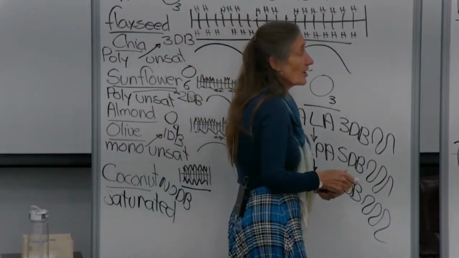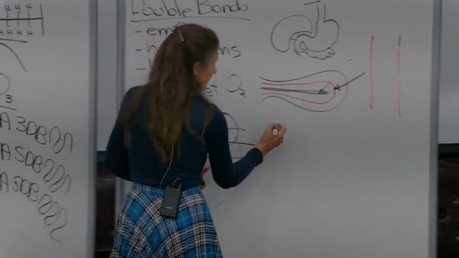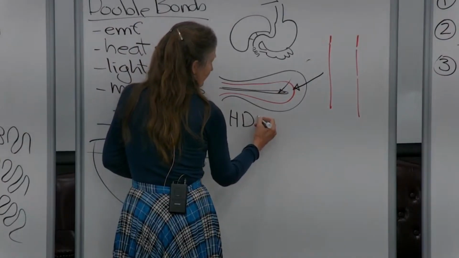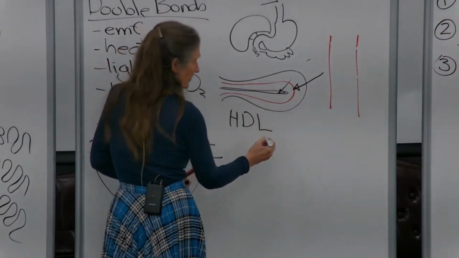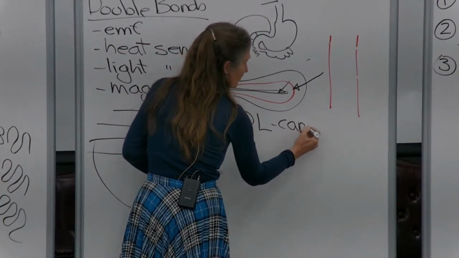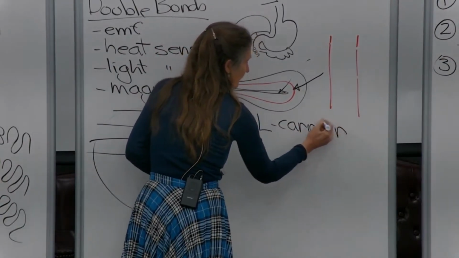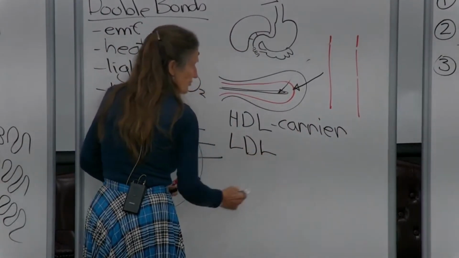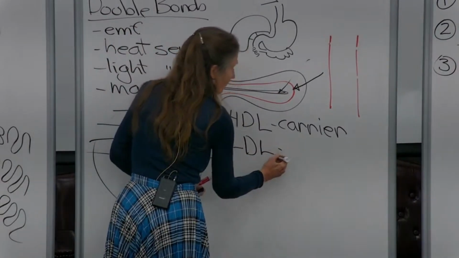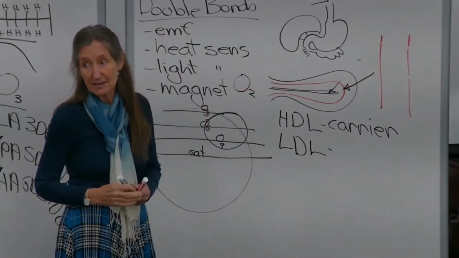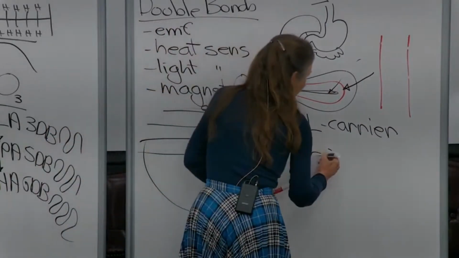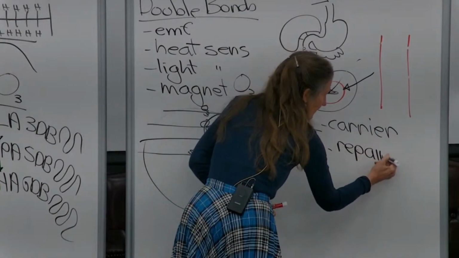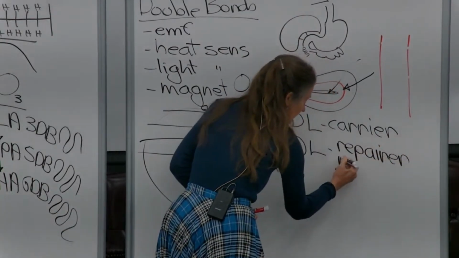And there are two main types of cholesterol. One is high-density lipoprotein, HDL, and it's called the good guy because it carries excess cholesterol back to the liver. And the other one is called low-density lipoprotein, or LDL. It's called the bad guy, but the body doesn't make bad things. LDL is the repairer and the rebuilder. That's its role, that's what it does.